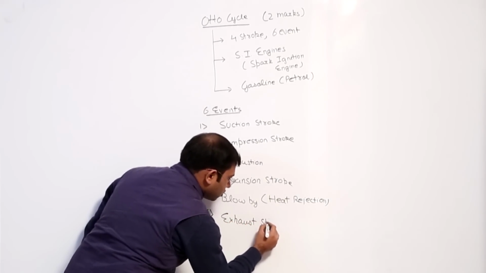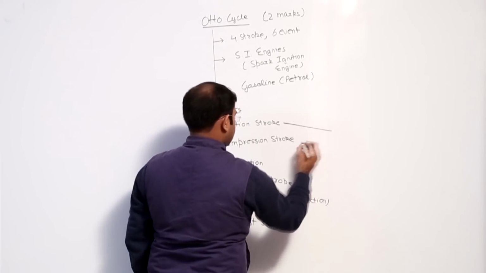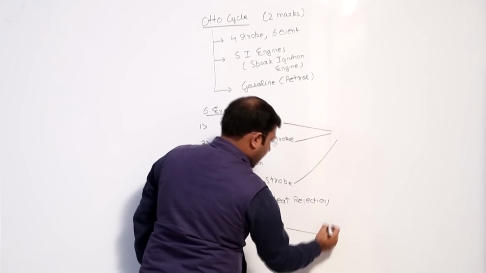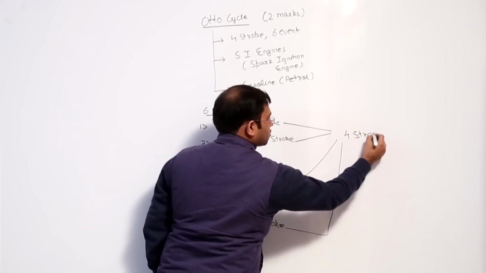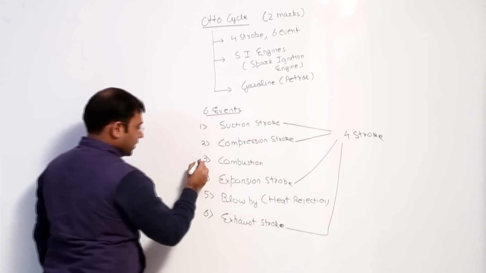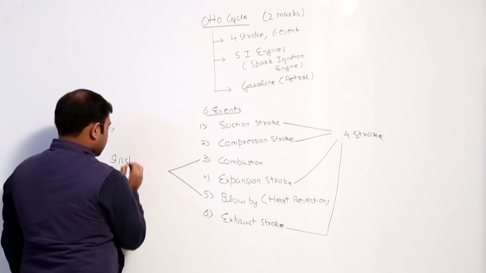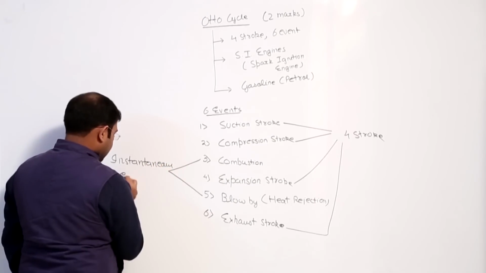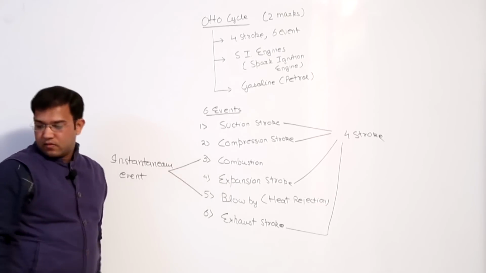Now see, this suction stroke, compression stroke, expansion stroke and exhaust stroke, these make the 4 stroke cycle, and combustion and blowby are instantaneous events in the Otto cycle. Fine.